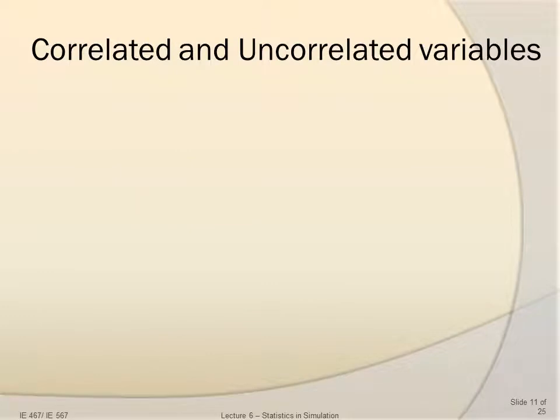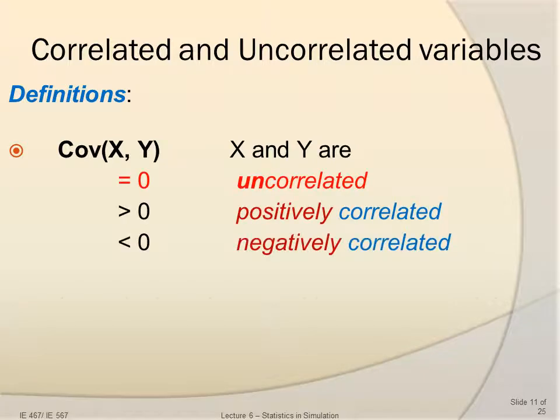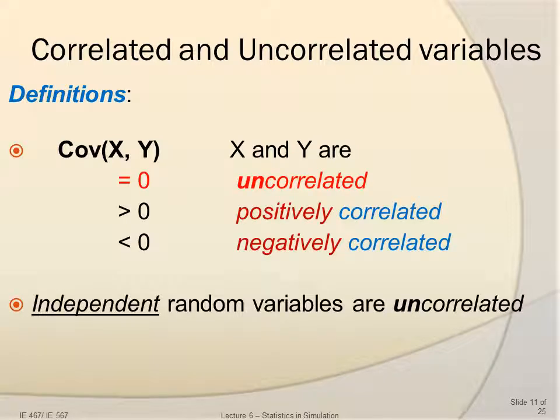So now let's take a look at some of the definitions in terms of correlated and uncorrelated variables. These are the definitions that we learned from the previous lecture. We know that if covariance is 0, the variables are uncorrelated, but they don't have to be independent, right? All independent variables are going to have covariance 0, but if covariance is 0, it does not mean that we have independent random variables.